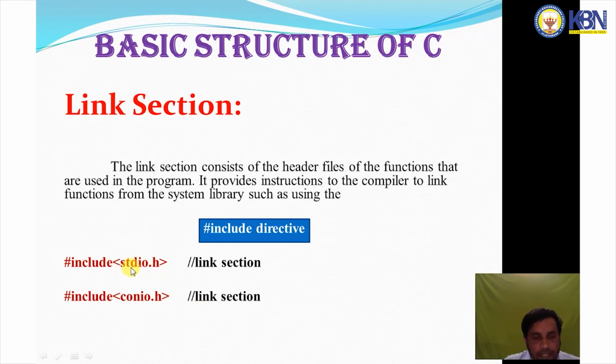So what does it stand for? stdio.h stands for standard input output header file. This header file is included for all the system library functions. And the next one is conio.h. What does it stand for? conio.h means console input output header file. This header file is included for the clear screen functions and getchar functions.